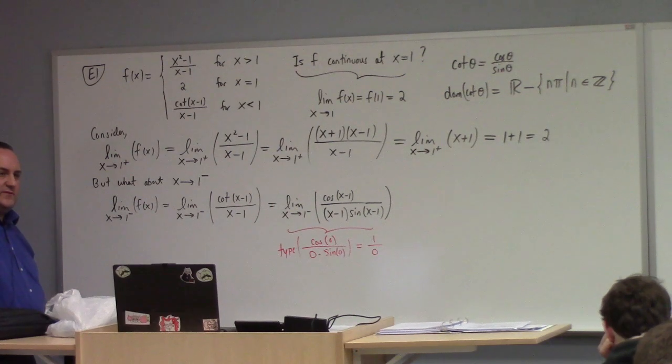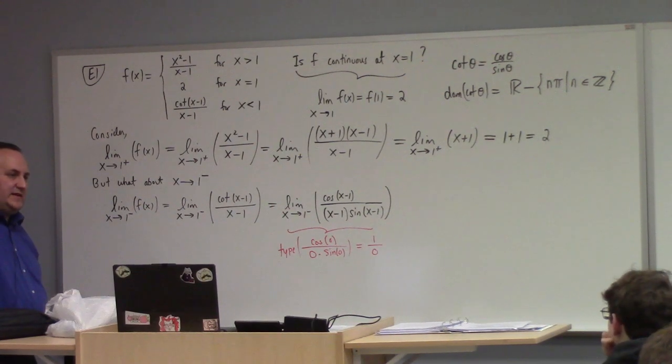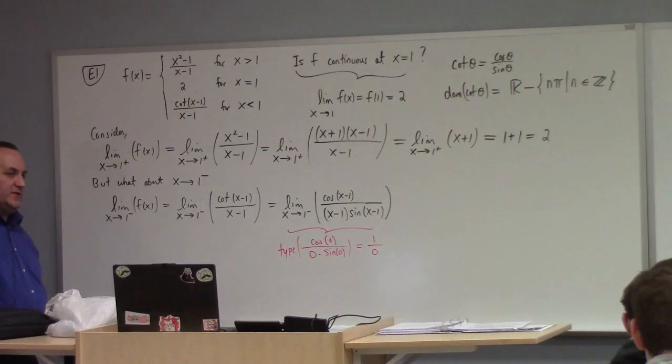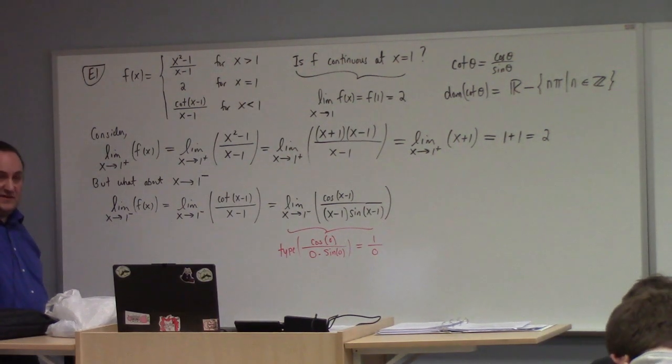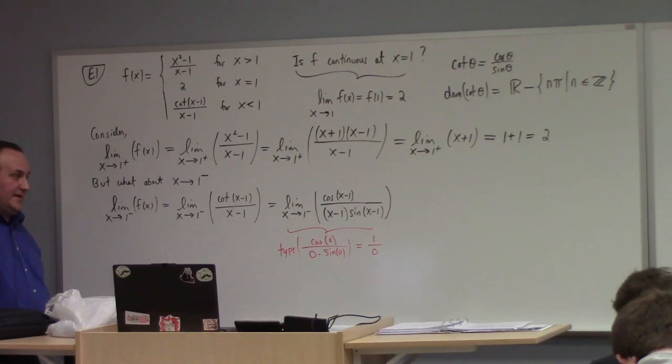Is 1 over 0 an indeterminate form? It's not an indeterminate form. That just means this expression blows up. The question then remains, does it go to infinity? Does it go to minus infinity? Maybe we could figure that out.